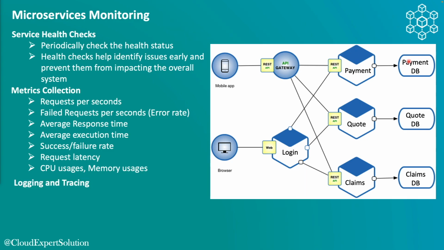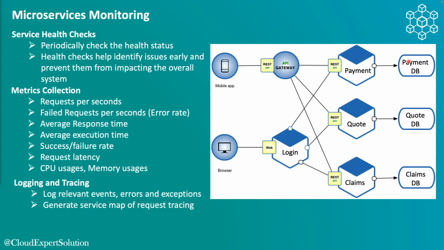We can also go for logging and tracing. That means we can add relevant logs from the events, errors, exceptions. Also, we can generate a service map or request tracing. We saw that this is the high level. For all those components, we can create a service map, and we can create a trace map that will help me to detect from which component the failure is coming, or which component is showing a latency, or which component is not responding properly.